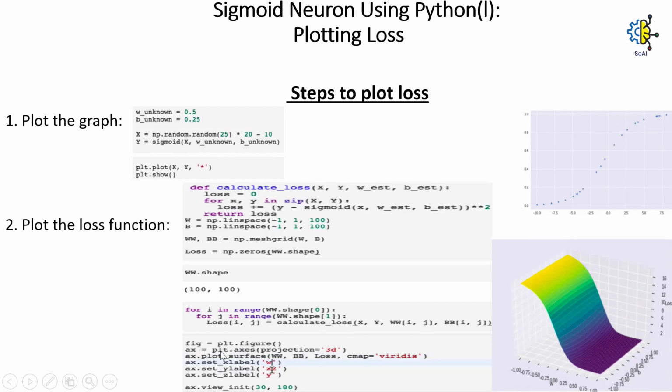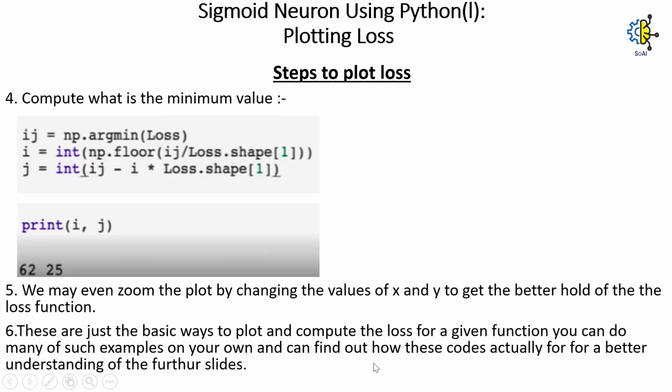Now fig. Here we are going to plot this graph. You can see this here. Projection is equal to 3D. Plot_surface function, which is ww, bb, loss, cmap equal to viridis. And finally ax.view_init function with 30, 180 as values.